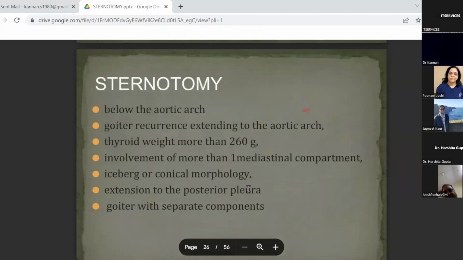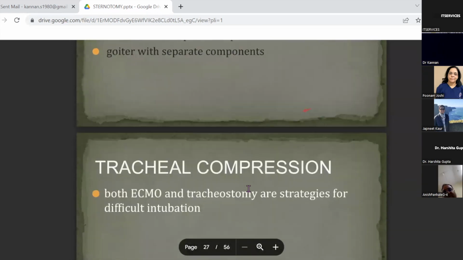So if a lesion is below the arch of aorta, recurrent goiters, more than 260 grams inside the chest, and if there is more than one mediastinal compartment involvement, or if there is an iceberg effect, then you must be prepared for a sternotomy. If it is extending posterior to the pleura, and there are multiple components in the goiter, always be prepared for a sternotomy, which is quite important.